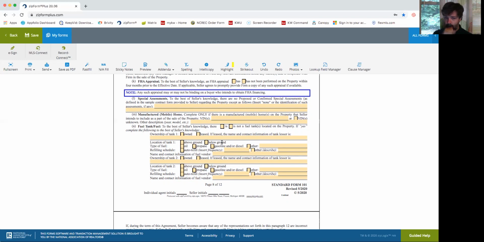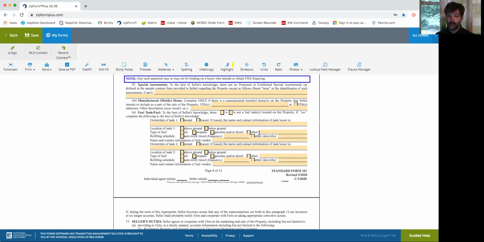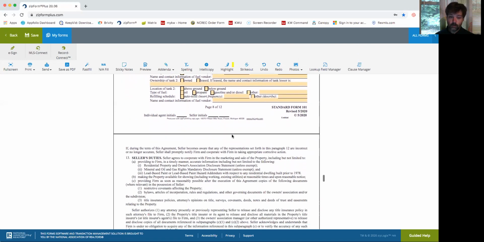Sorry. Are there any available? Excuse me. Are there any on the property? Are you aware of any? Were there any when you bought it? Did you put any in? Did you have any taken out? Fuel tanks are a hot button. Ask a lot of questions, and if there are any, get the respective information here.